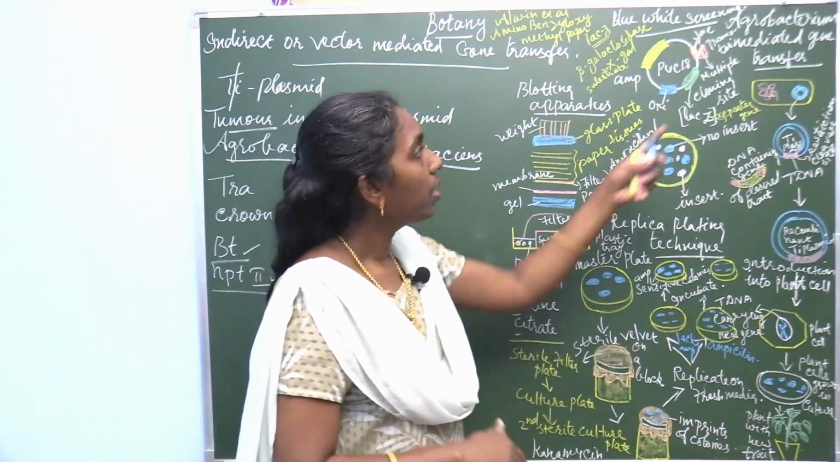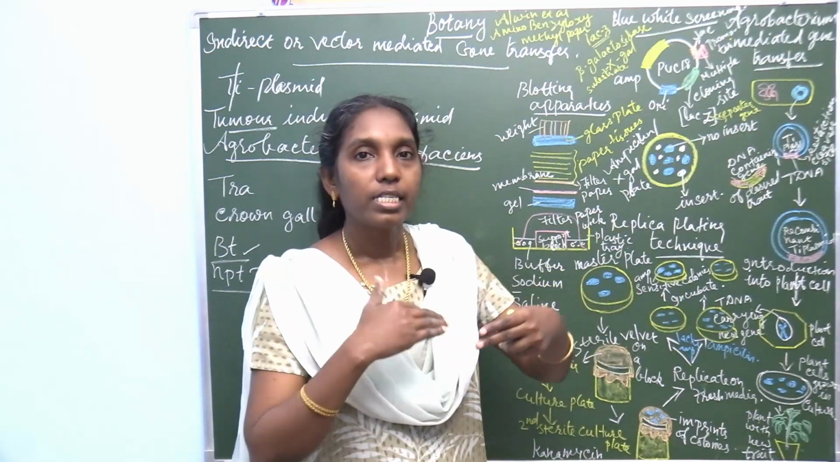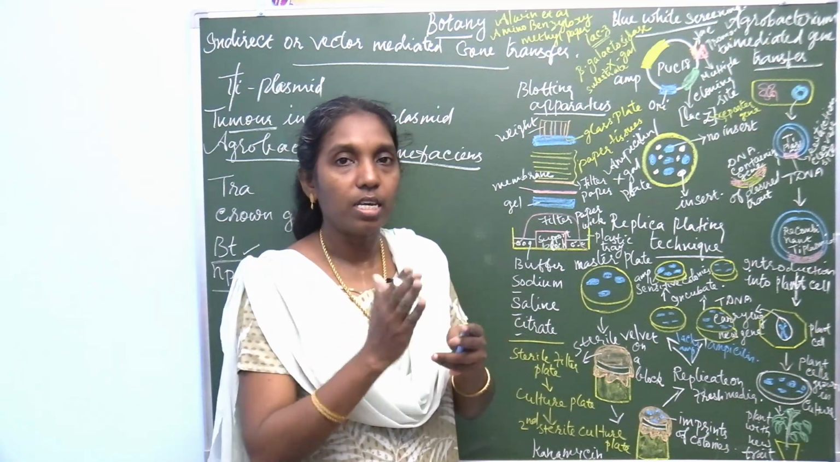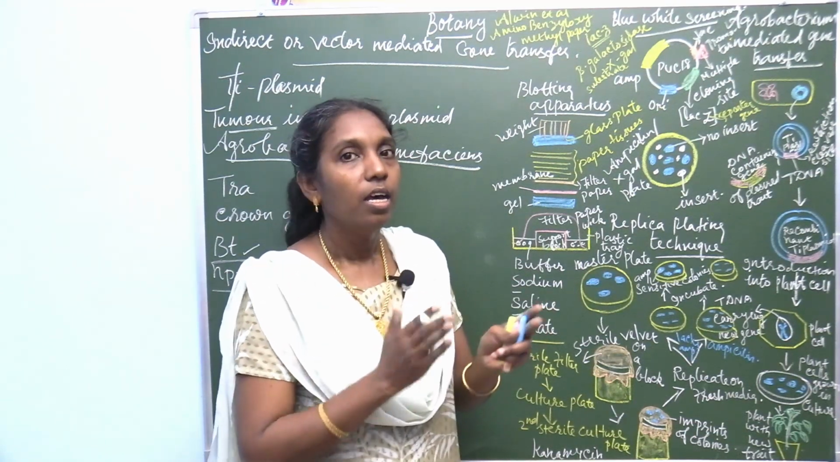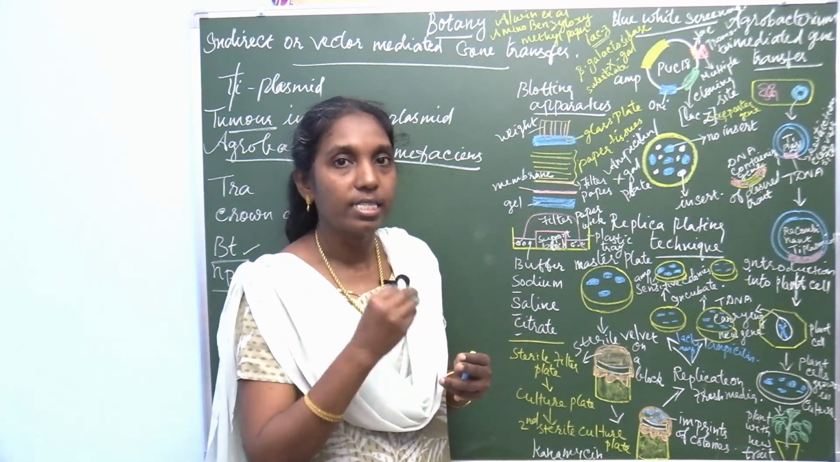Look at this diagram. Here Agrobacterium tumefaciens is used for transferring the gene in the form of the Ti plasmid. Here the T, the part of the gene, is able to carry the desirable gene.